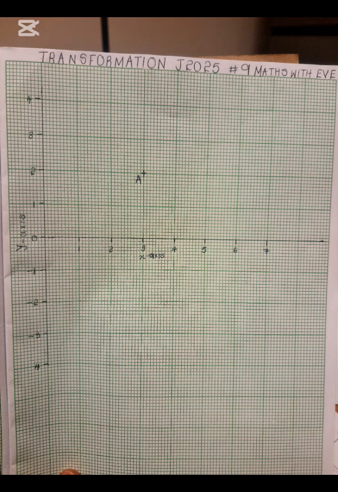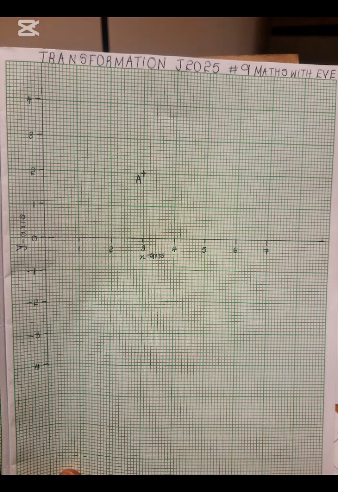Number 9a reads: a quadrilateral ABCD with vertices at A (3, 2), B (4, 2), C (4, 3), and D (3, 4). We are supposed to draw and label clearly the quadrilateral ABCD. If we are plotting the coordinate A, 3 in the x-axis is in line with 2 in the y-axis, and then we plot that point.